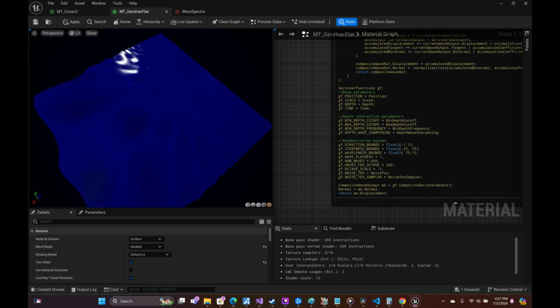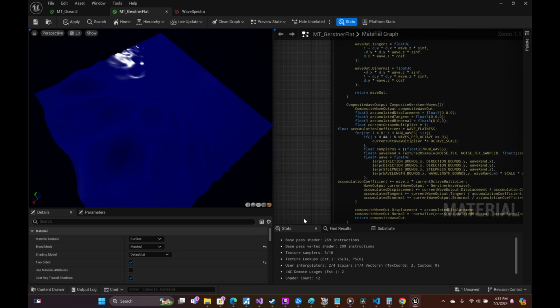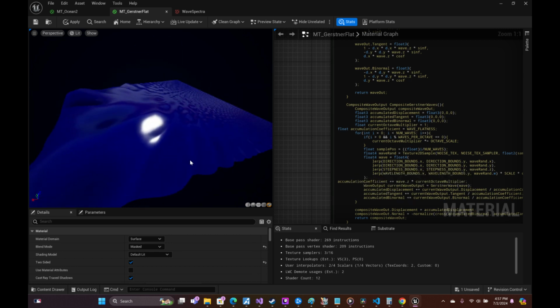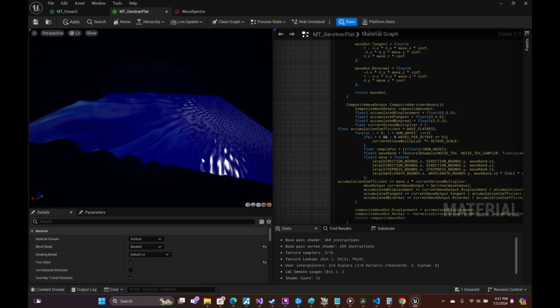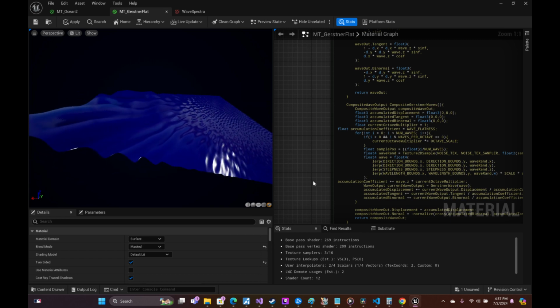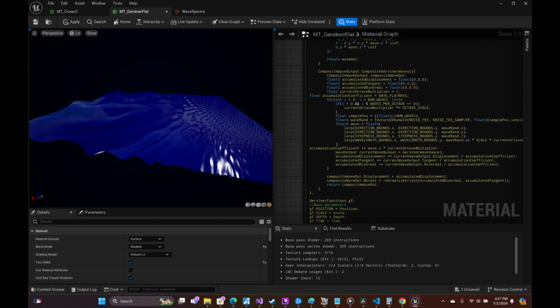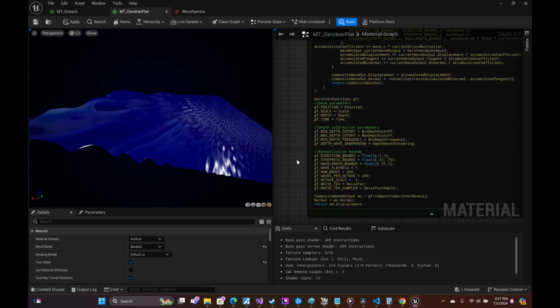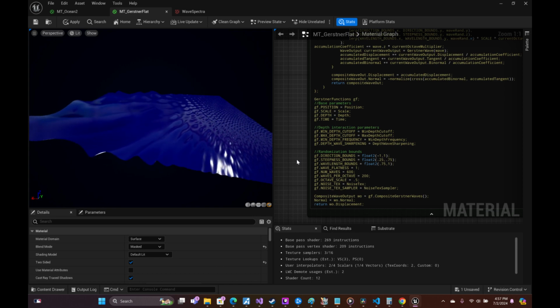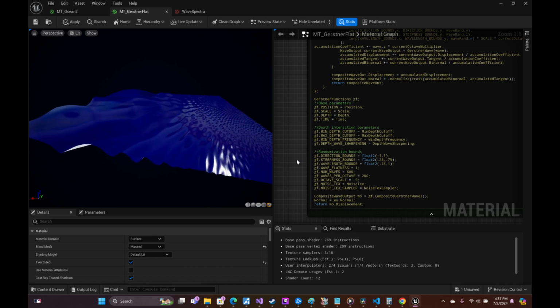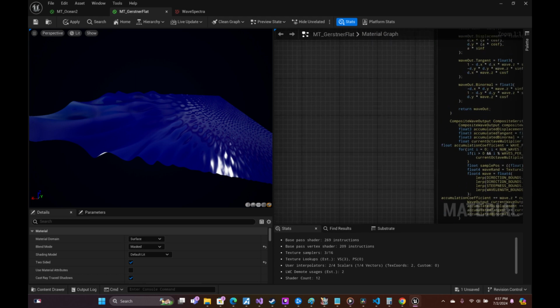I can't say that. Direction bounds X. So I'm wondering if it would be useful to separate the X and Y direction bounds. We could also get the direction from a flow map.